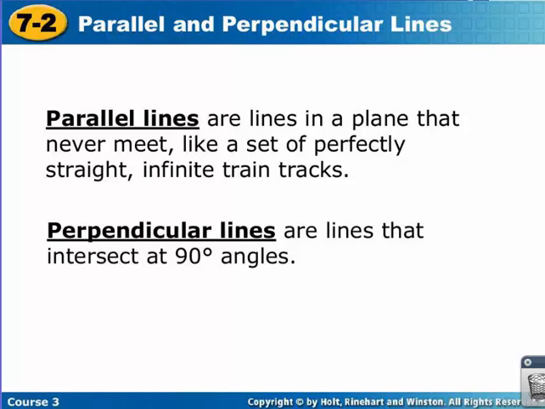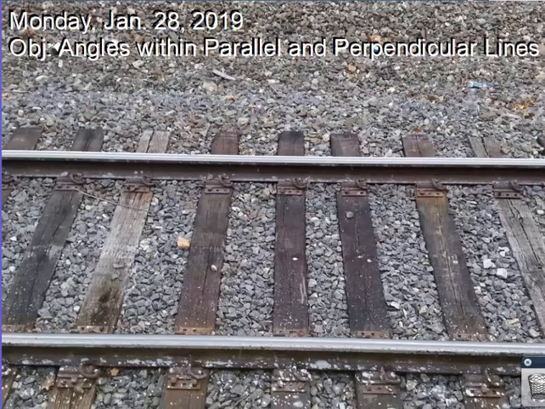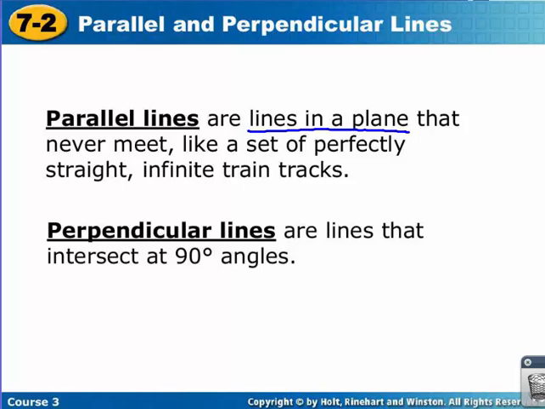Parallel lines are lines in a plane, and that's the part that most people forget about. Lines in a plane, that's the most important, okay? That never meet, like a set of perfectly straight infinite train tracks. And that's the key to the tie-in to the beginning picture. We've got some train tracks here that just go on, but they never touch. They just keep going, right? So parallel lines are lines in a plane, and that's the key. They must be in the same plane.